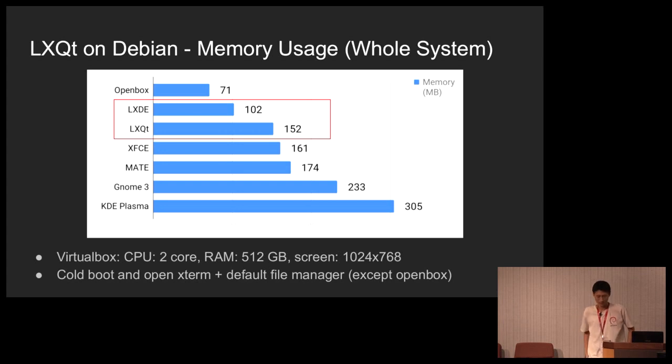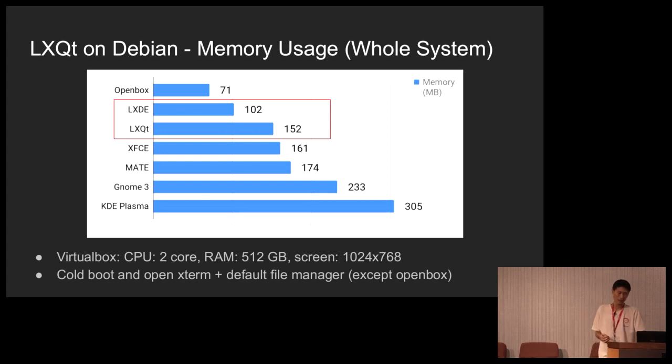Because if you don't do this, you're only testing how much RAM will be needed by rendering the wallpaper. So you need to open some application, and I just open the default file manager for every desktop environment. But because the OpenBox window manager does not bring its own file manager, in the experiment I did not open any app in OpenBox. So you can see that after boot, if you only log in with a bare-bones window manager, OpenBox, the whole system will take 71 megabytes of RAM.